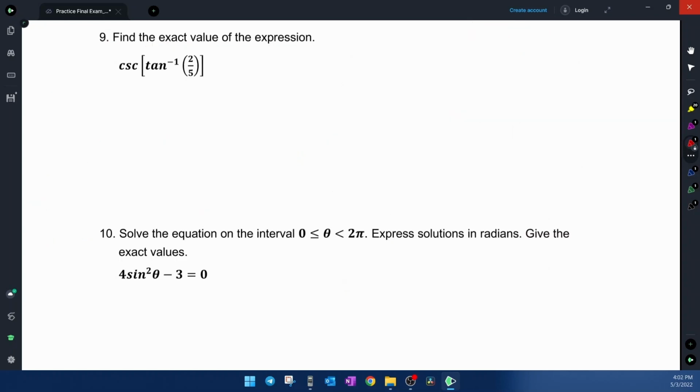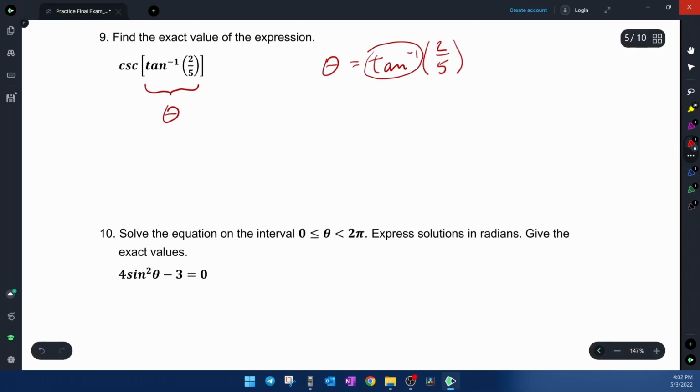Next, number 9, we need to find the exact value of the expression. And the first thing I notice inside the brackets is an inverse tangent. Remember that an inverse trig function equals an angle. So we're going to pull this over to the side and set up an equation. So what I want to do first is get rid of the inverse tangent. I can do that by bringing it back to the other side, which will make that regular tangent of theta equals 2 fifths.